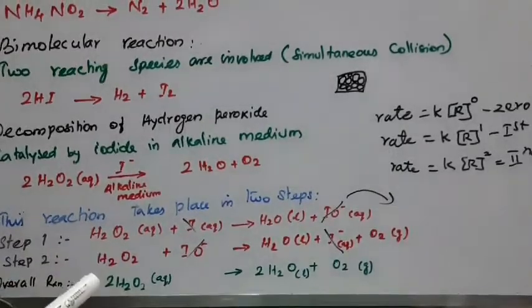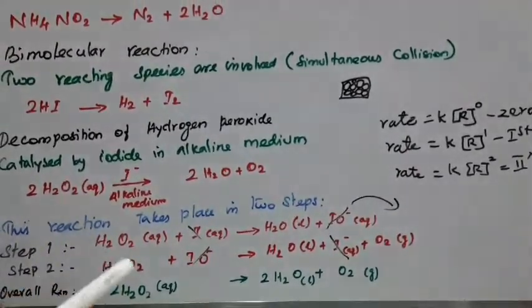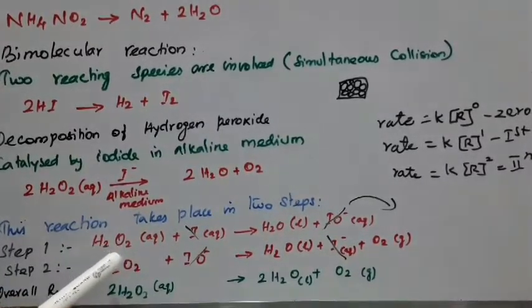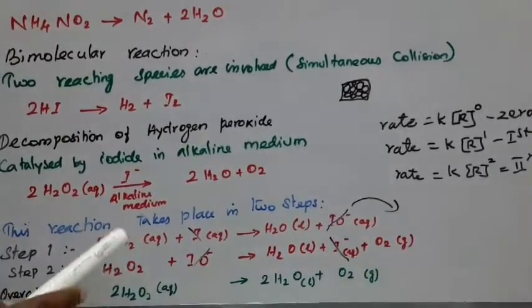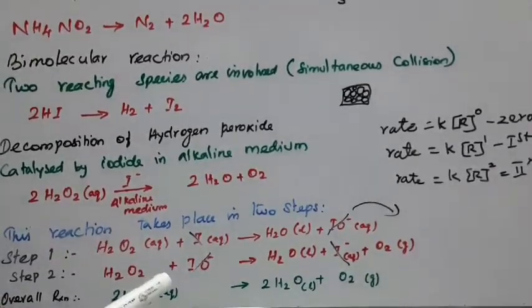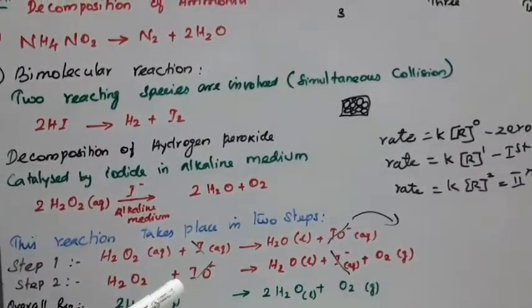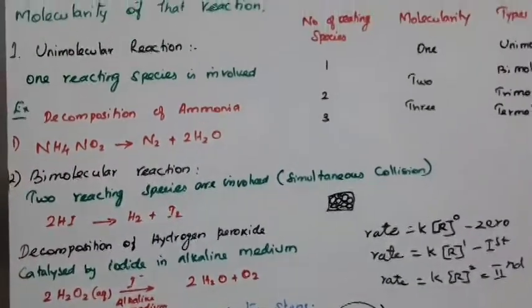The order is first, but which one is the slowest step? The first step is the slowest step, so that is the rate determining step. So this is the molecularity of reactions. Okay students, keep it in your mind. The number of ions or atoms taking part in a chemical reaction is called molecularity.